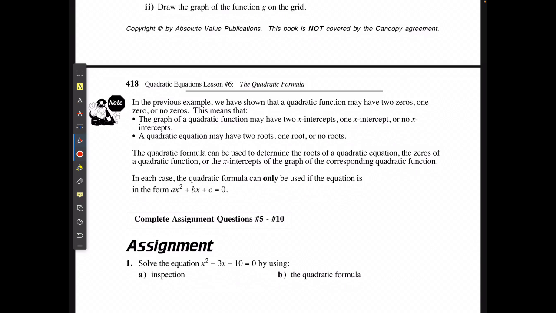Anytime I have two zeros, one zero, or no zeros, that means either I have two x-intercepts, one x-intercept, or no x-intercept, and the quadratic equation can have two roots, one root, or no roots. This is always possible. So the quadratic formula can be used to determine the roots of a quadratic equation, the zeros of a function, or the x-intercepts of a graph. In each case, it can only be used once it is in general form. It needs to start in the form of ax squared plus bx plus c in order to actually be used.